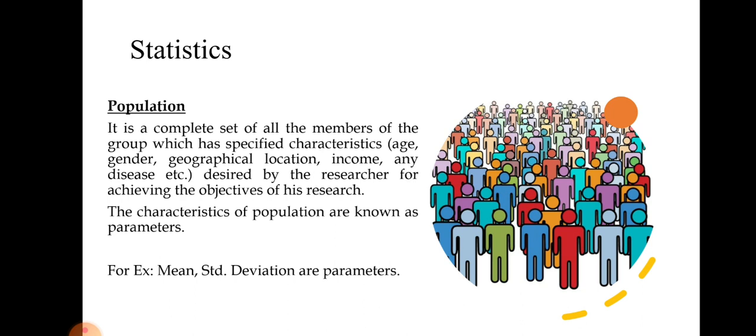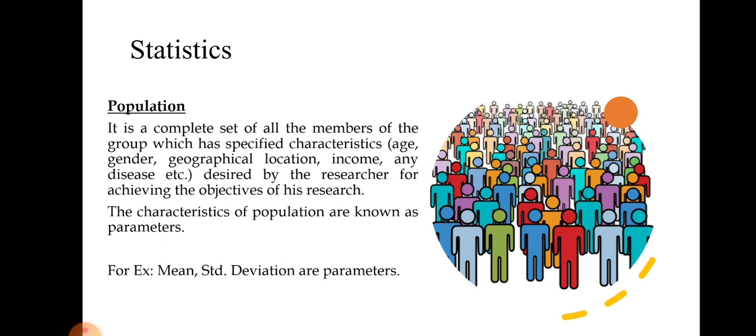What is population? It is a complete set of all the members of a group which has specified characteristics like age, gender, geographic location, income, or any disease desired by the researcher for achieving the objectives of the research. Suppose we are going to do a project on some topic like a study of the perception of students about online courses. So in this, the scope of the study is university students. So the target population under this research study is all the students who are studying in the universities.